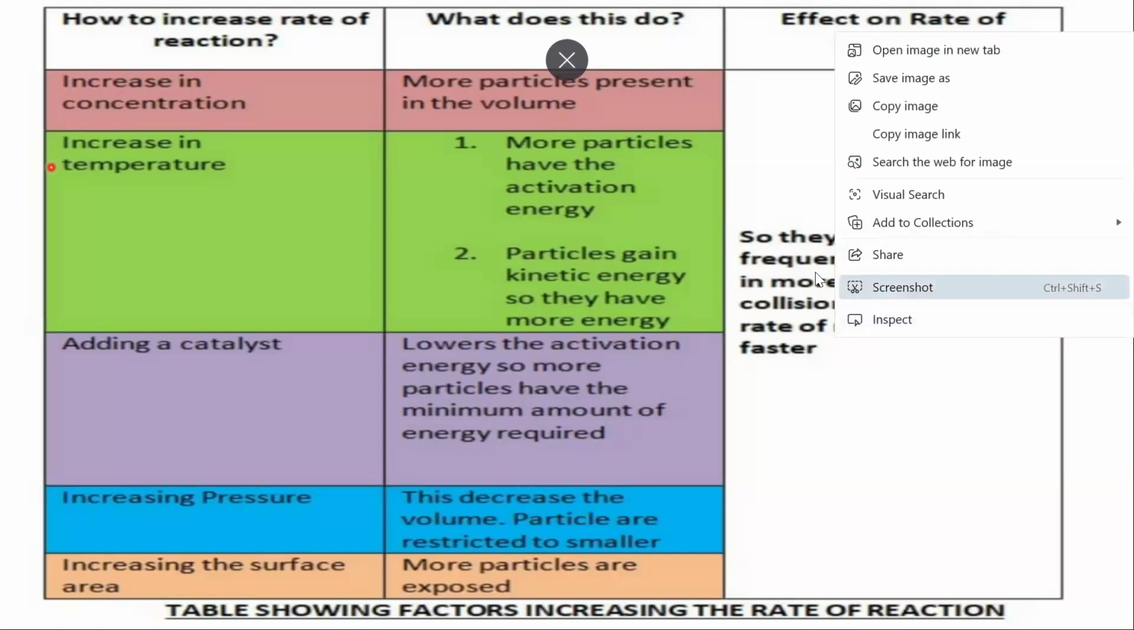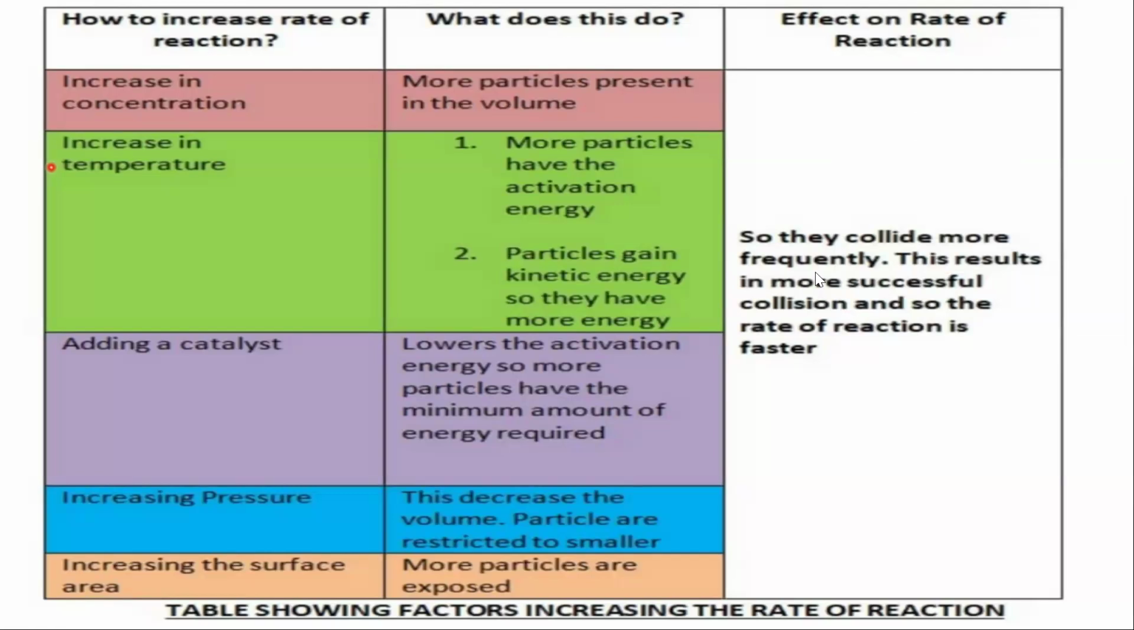Now, increasing the temperature does two things. Firstly, it gives more particles the activation energy. Remember we said in order to collide, the particles must have the activation energy, the minimum amount of energy, right? So when we increase the temperature, a lot more particles have the minimum amount of energy. So more particles are able to collide, they collide more frequently, resulting in more successful collision, and the rate of reaction increases.